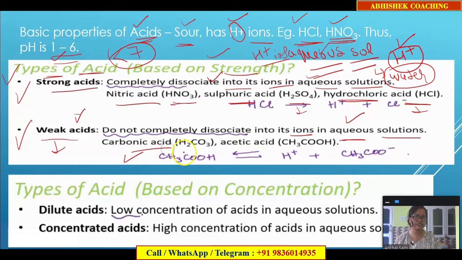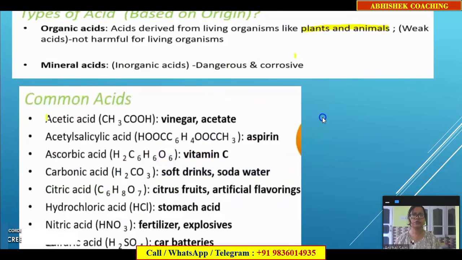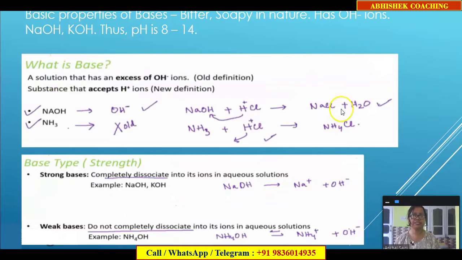Example, carbonic acid, that is H2CO3. Acetic acid, that is CH3COOH. They are the examples of your weak acids. Okay. Now, let's discuss some important points about the bases.